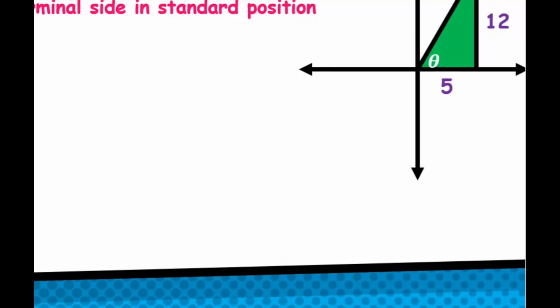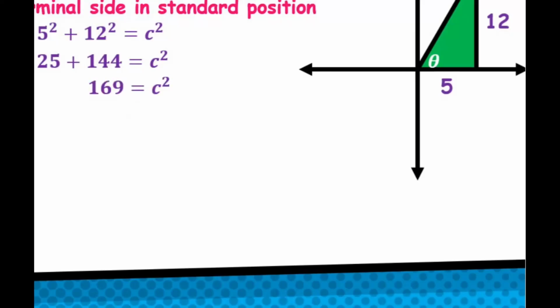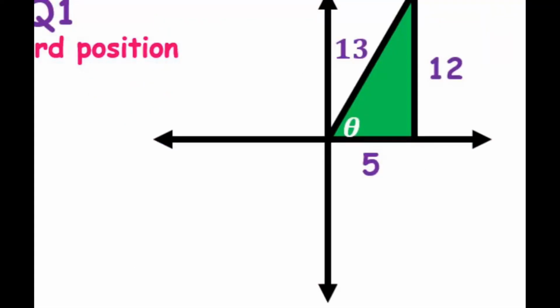So the angles that we're going to be using are always going to be these angles. These are reference angles between the x-axis and our terminal side. So the angle that I have labeled here, theta. And I'm going to write my trig ratios. But before I do that, I need to find my third side, the hypotenuse. So 5 squared plus 12 squared gives me 169. If I take the square root of that, that gives me 13. I'm going to label that 13, and then I'm going to set up my trig ratios.